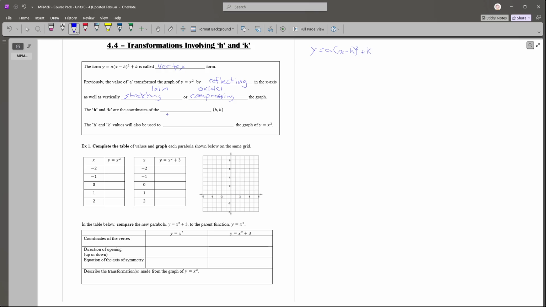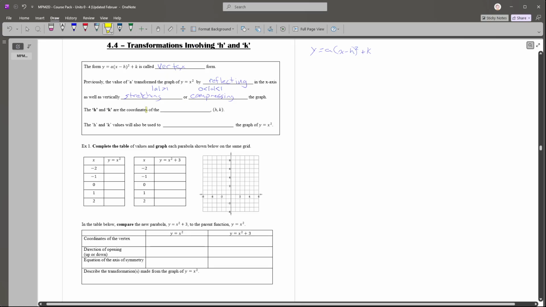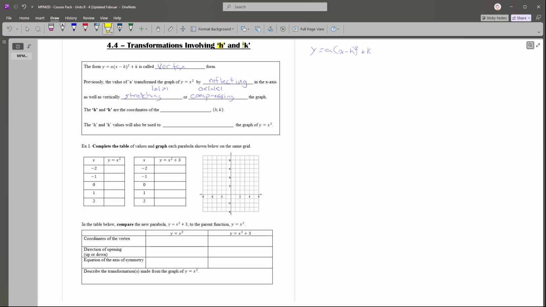Great. So what about these guys, these h and k? Well, that's the focus of today's lesson. We're going to learn how these variables affect the overall graphed result. The h and k are actually the coordinates of your vertex. Oh, that's great news.